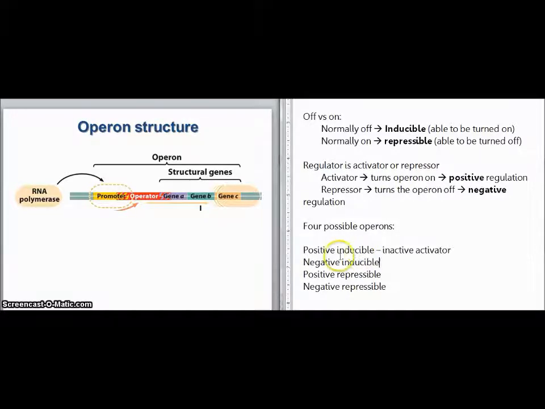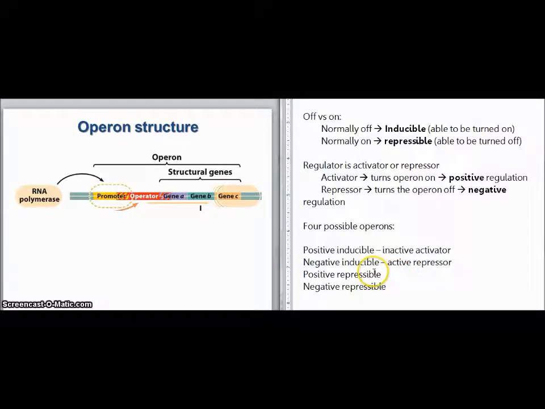Okay, so if we have negative inducible, that means we have a repressor, and if we're inducible, that we're normally off. And if we have a repressor on an operon and we're normally off, that means that the repressor is typically on the operator. Okay, so under negative inducible, that means we have an active, what we call an active because it's actually functioning, repressor.